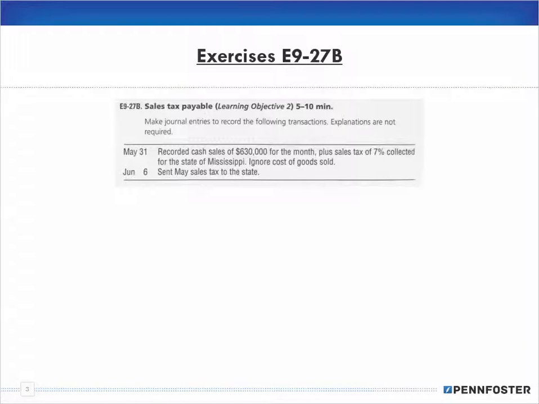All right, sales tax payable. Make journal entries to record the following transactions. Explanations are not required. So on May 31st, recorded cash sales for $630,000 for the month, plus sales tax of 7% collected, and ignore the cost of goods sold. And then on June 6th, sent the May sales tax to the state.